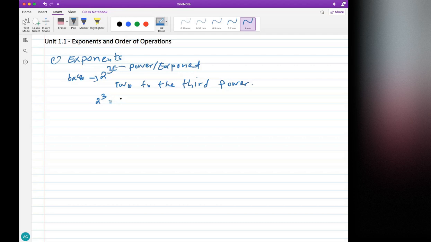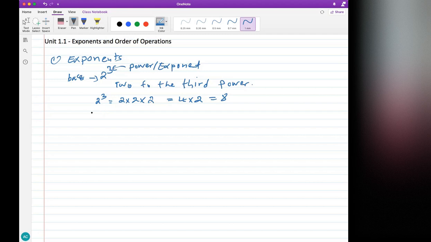So 2 to the third is basically multiplication: 2 times 2 times 2. Exactly. We just multiply the base by itself 3 times because the power is 3. We repeat the 2 three times. Then you can do 2 at a time. 2 times 2 is 4, times the third 2, and you get 8. So 2 to the third is 8, not 6. A lot of people make this mistake. They think it's 2 times 3. It's not, it's 8.